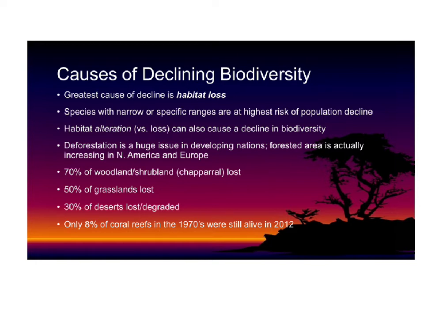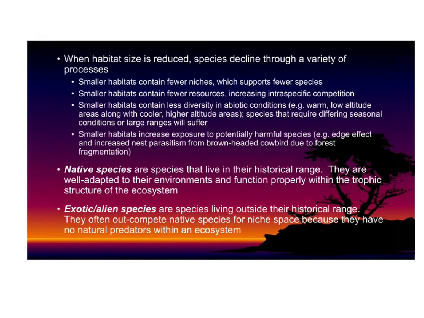70% of woodland, shrubland, which we also call a Mediterranean chaparral biome, has been lost. 50% of our world's grasslands, 30% of the world's deserts have been lost or degraded, and only 8% of the coral reefs that were alive in the 1970s were still alive in 2012. Coral reefs have been hit very hard, and we've talked about that when we talked about water pollution. We'll talk about it again when we hit climate change.